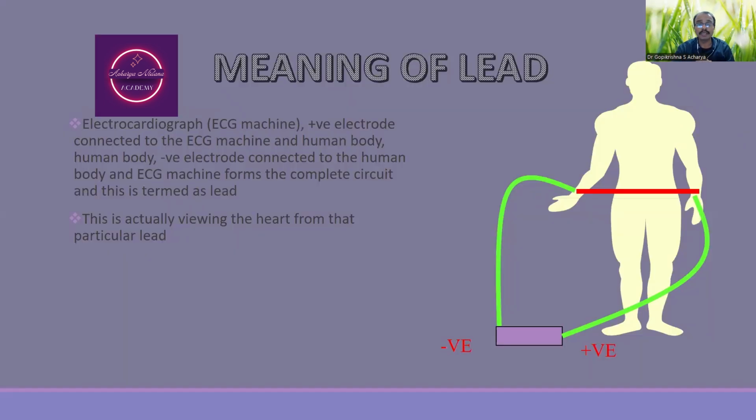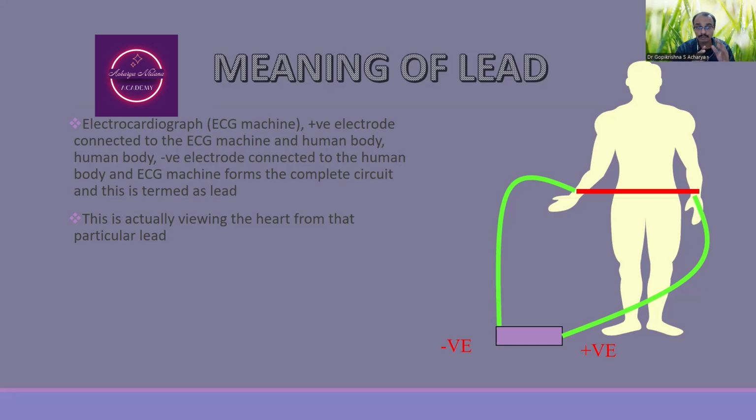When you think about the meaning of a lead, it is nothing but a complete closed electrical circuit. The electrocardiograph has a positive electrode connecting to the human body, and on the other side, the negative electrode is connected to the negative side of the electrocardiograph. That means the whole circle is considered to be a lead.